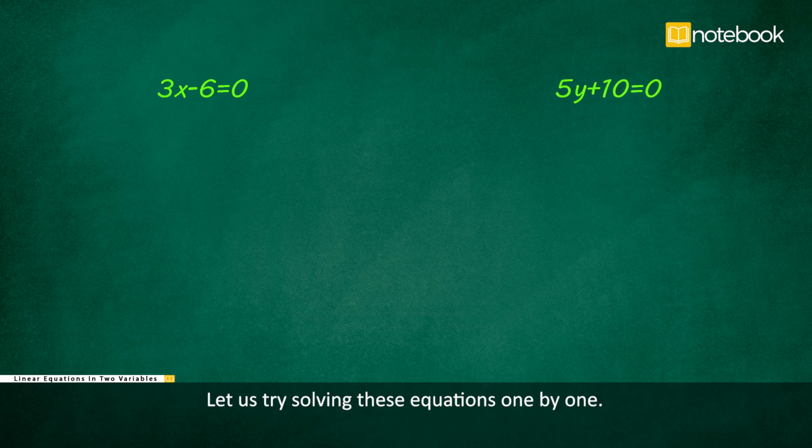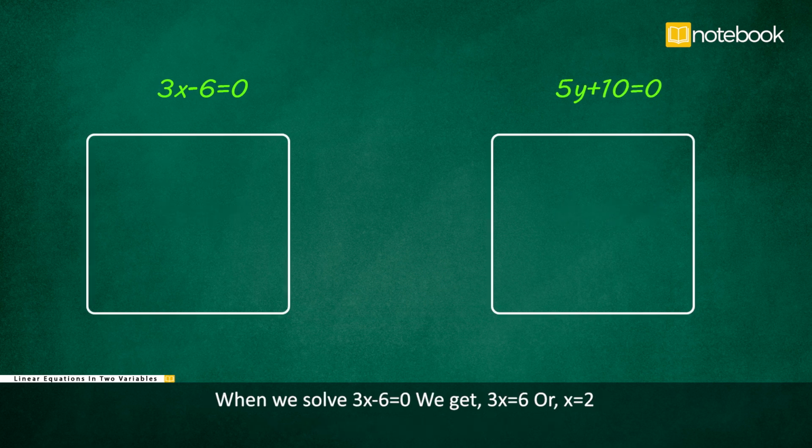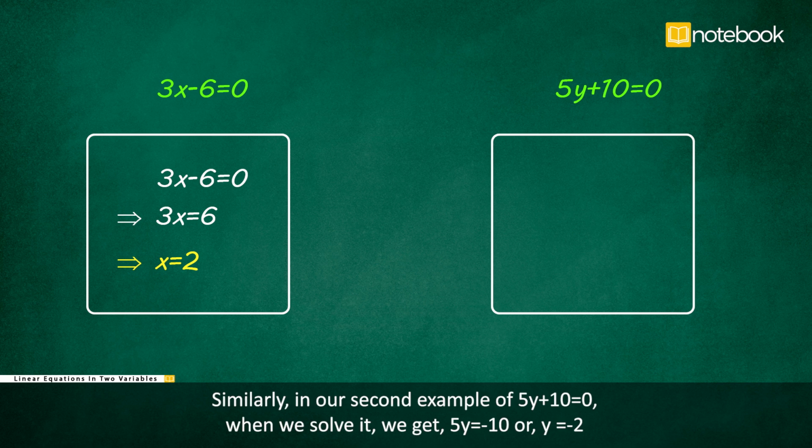Let us try solving these equations one by one. When we solve 3x minus 6 is equal to 0, we get 3x is equal to 6 or x is equal to 2. Similarly, in our second example of 5y plus 10 is equal to 0, when we solve it, we get 5y is equal to minus 10 or y is equal to minus 2.